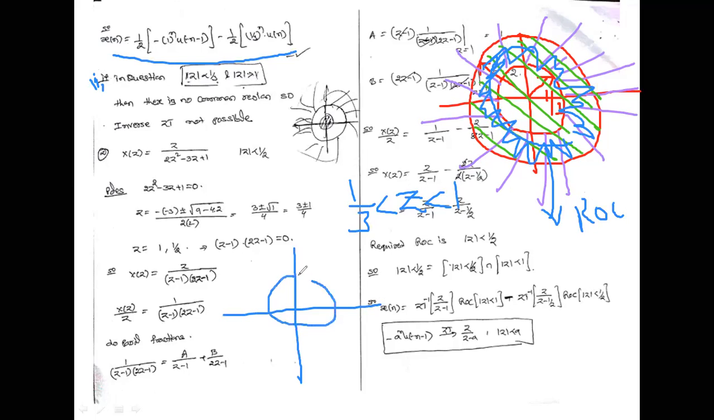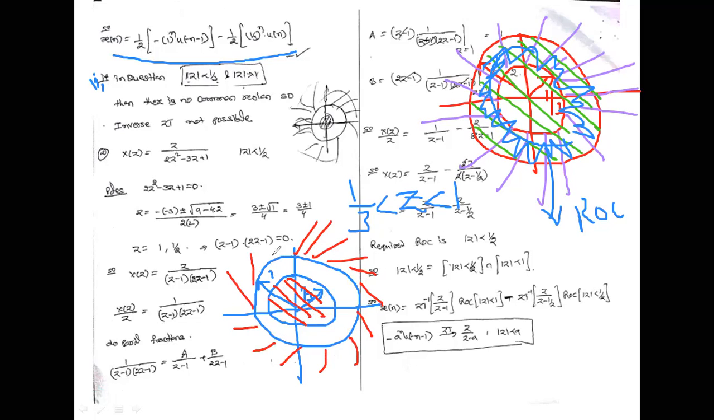So |z| is less than 1/3. Suppose inside the circle, if I am taking the radius of 1/3, inside the circle means inside the value here. And |z| is greater than 1. You can draw the circle with the radius of 1. |z| greater than 1 means outside the circle. So observe in this condition, the ROC inside is less than 1/3, and the ROC is greater than 1 in the region.